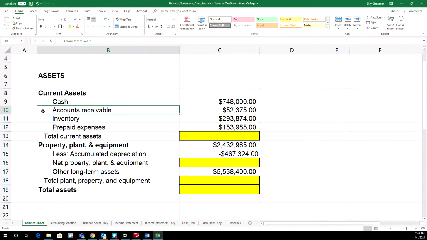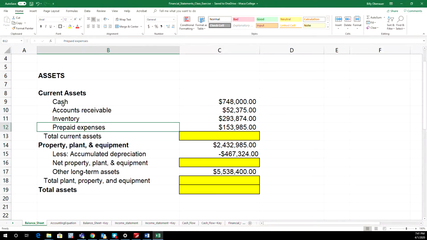We're expecting in this case our customers to pay $52,000 in back bills to us in a very short period of time. Then we have our inventory. Inventory is basically anything that we're using to generate revenue that we don't expect to have after we sell it. If I was running a retail store, all the products on my shelves would be part of my inventory. If I was running a factory, the materials that I'm using to produce products would be examples of my inventory. And then we have prepaid expenses, which is basically anything that we've paid for that we haven't received yet.